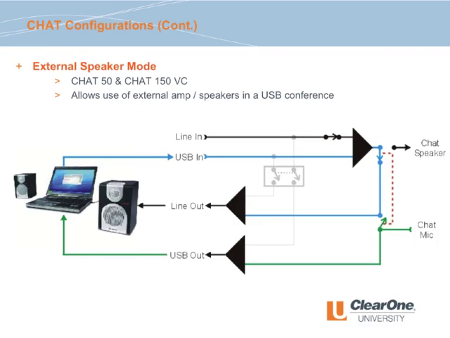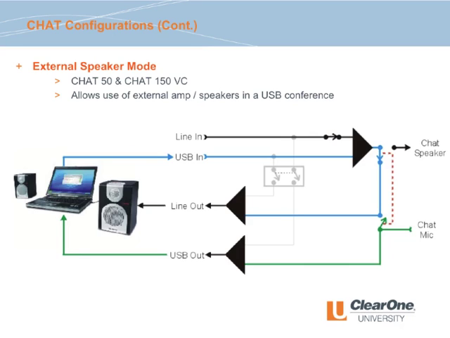In an audio over USB application, such as a PC video conference, you may occasionally want the far side audio to be sent to an external amplifier and speakers for coverage of a larger area. The Chat50 and the Chat150 VC have an option to allow this functionality called external speaker mode.